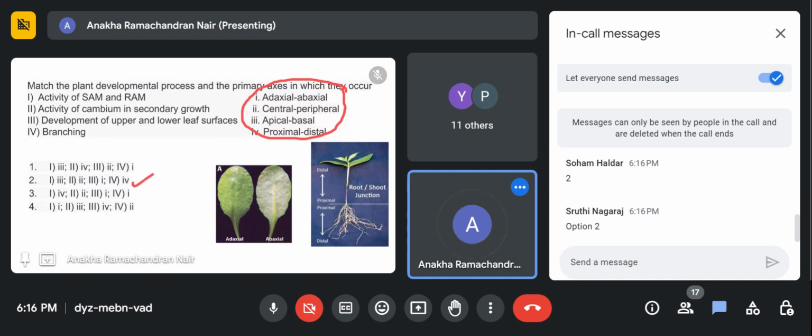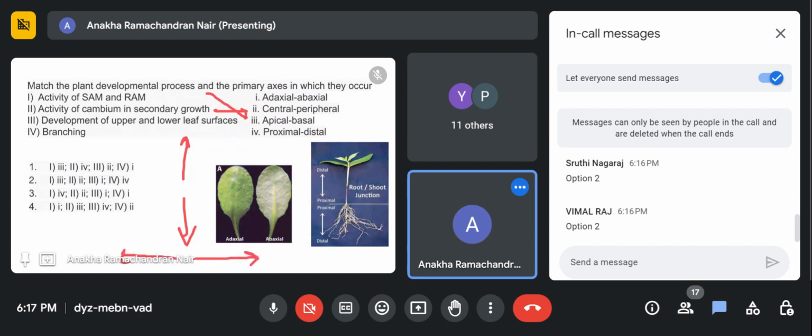So that means 1 is 3, which is activity of shoot apical meristem and root apical meristem: apical and basal. So it happens in this direction and in this direction, right? Second is activity of cambium in secondary growth, which is option 2: central and peripheral. So it moves in this direction, cambium. That is what causes the thickness of the plant stem. Third is development of upper and lower leaf surfaces, which are actually different physiologically, right?